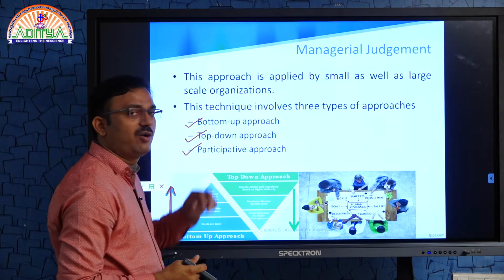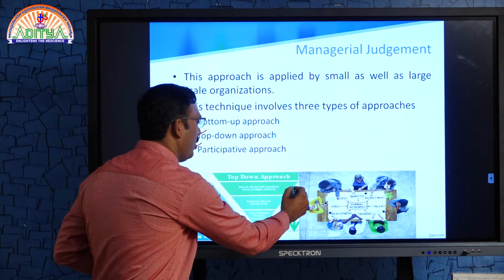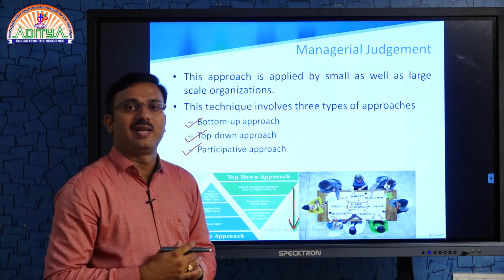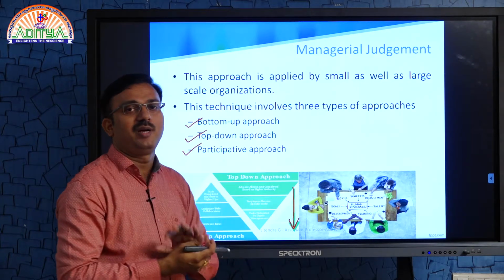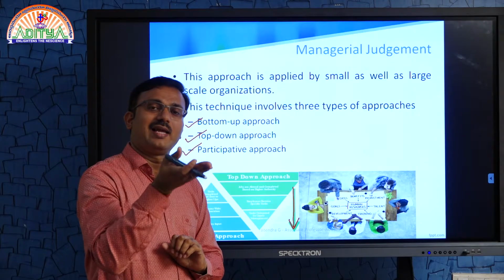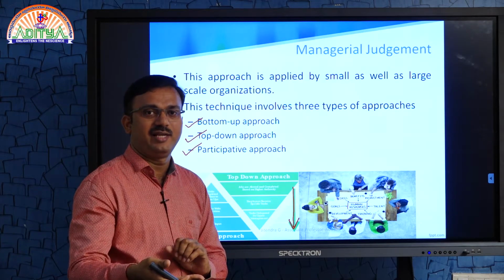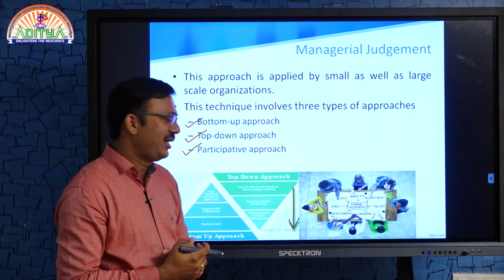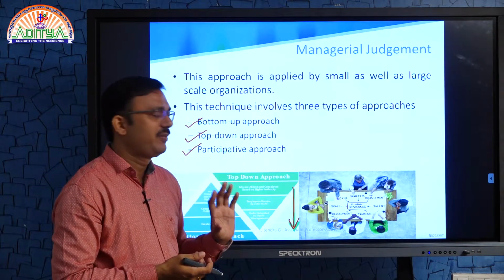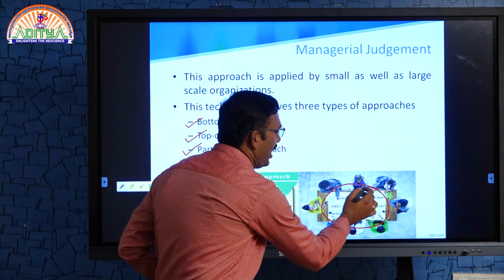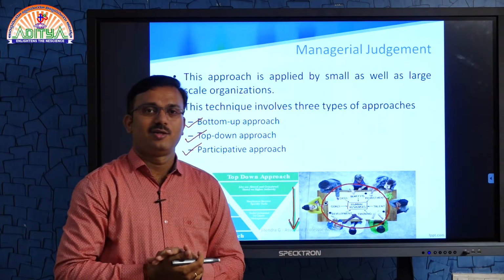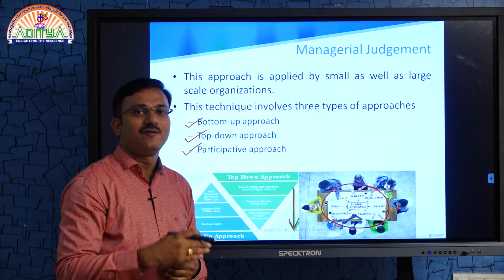The next approach is top down approach. That means the top level people identify the requirements of manpower in the organization, and that is forwarded to the lower level employees. That is why the bottom up approach and top down approach will be followed. Lower level employees give information to the higher level people, and higher level people communicate to the lower level people whatever decision they are going to take in the organization. Another method is participative approach. It is a combination of both bottom up and top down approach, because all the employees sit together and decide the manpower requirement depending upon the type of work they are doing. This is how, through managerial judgment, we can forecast the demand.